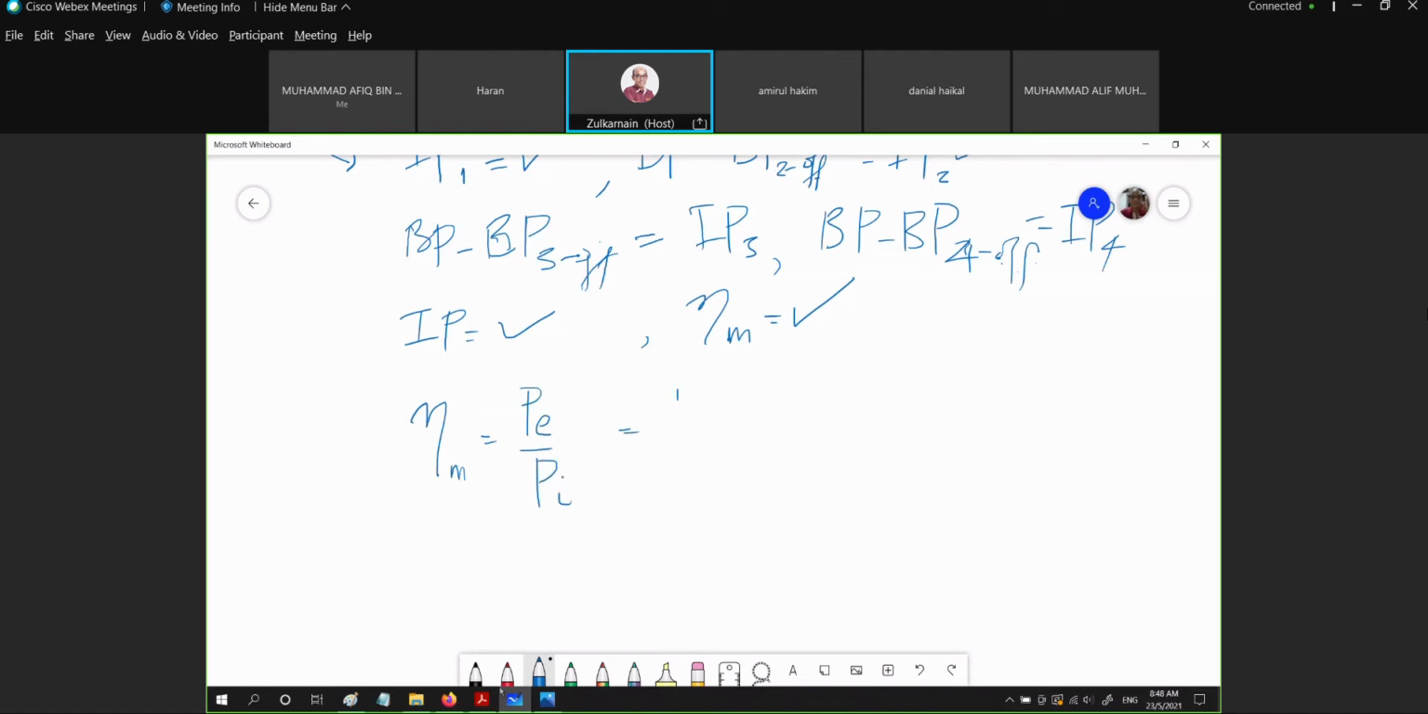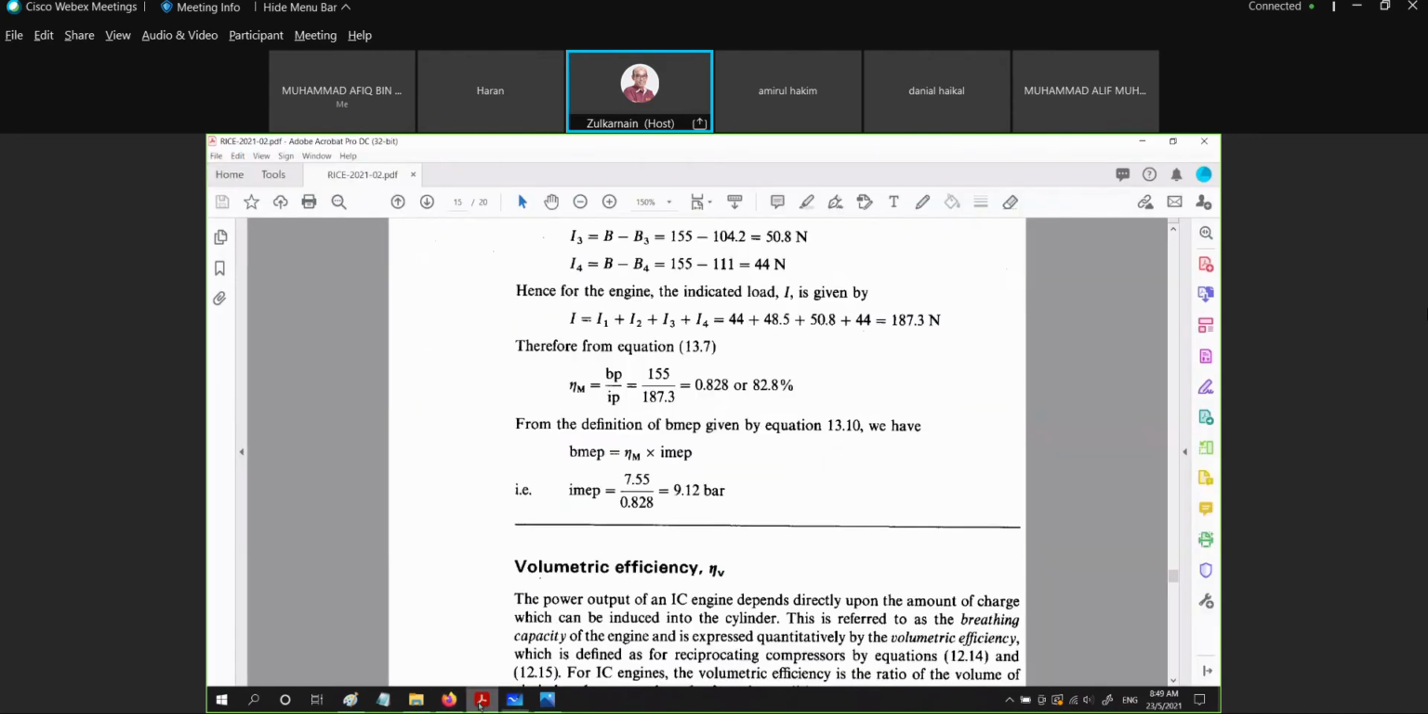Ataupun ni sama dengan BMEP divided by IMEP. Brake mean effective pressure divided by indicated mean effective pressure. So kalau soalan tanyakan IMEP, from here you can get your IP, because we already obtained the mechanical efficiency and we already have the BMEP. Okay? So ni mungkin extra sikit lah. Extra sikit. And then apa lagi? Dia dapat dalam bar. Okay.